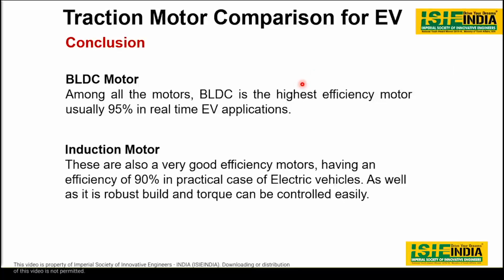Now, just coming to the conclusion. It is BLDC motors having the highest efficiency, and induction motors and AC motors, which fall under the traction motor category, having 90. Just a slight difference of 5% is there, but at what cost, you can understand and apply in your real life, right?